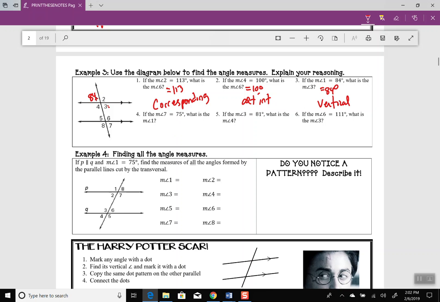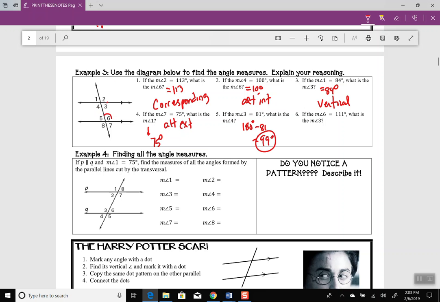If angle 7 is 75, what is angle 1? So here's angle 7, here's angle 1, they're alternate exterior. These are congruent, so angle 1 is also 75 degrees. 3 and 4. 3 and 4 is going to be a linear pair, so they should add up to 180 degrees because they make a half circle. So 180 degrees minus angle 1, which is 81, is going to leave you with 99 degrees for angle 4.